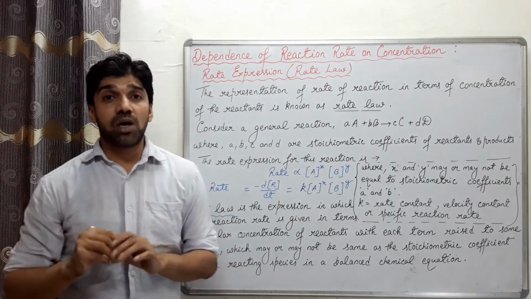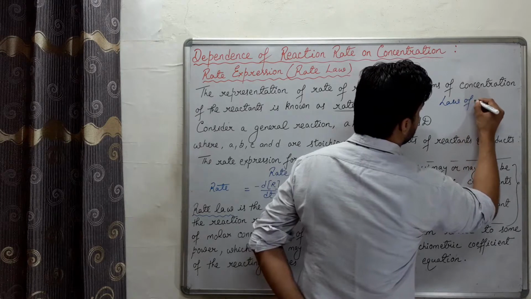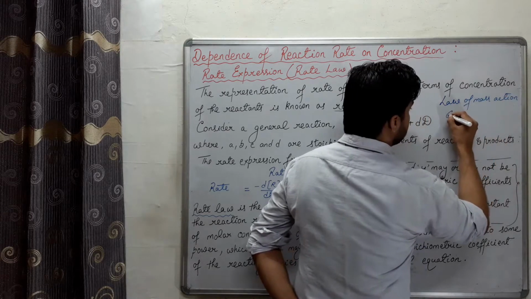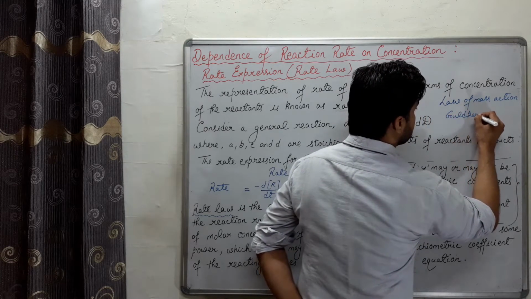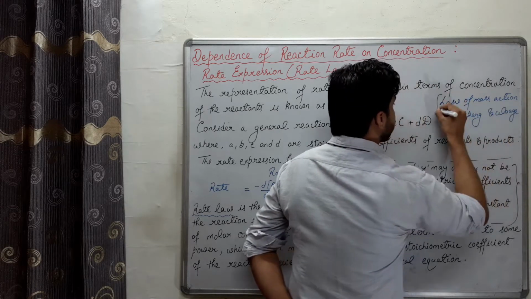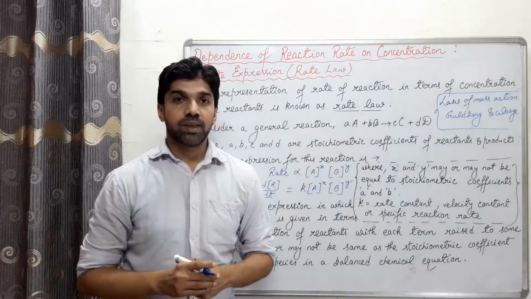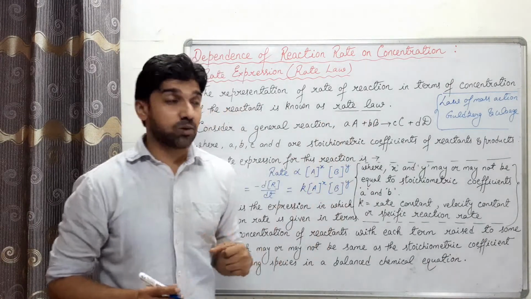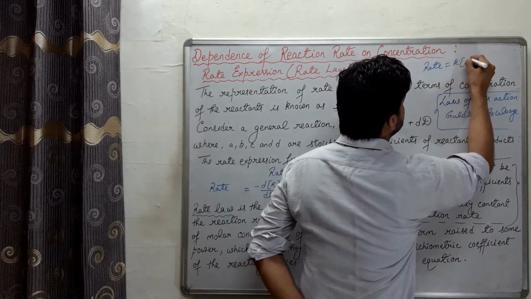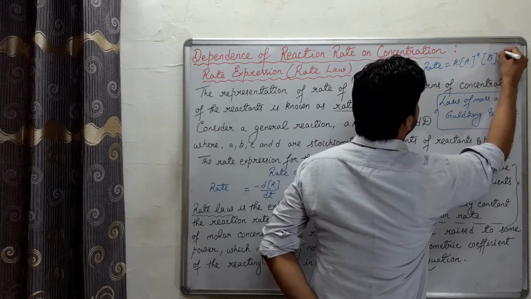एक और लॉ है, लॉ ऑफ मास एक्शन. Law of mass action given by Goldberg and Waage. उनके हिसाब से अगर इस केमिकल रिएक्शन का रेट लिखना हो तो रेट इज इक्वल टू k इंटू concentration of A की पावर a इंटू concentration of B की पावर b.